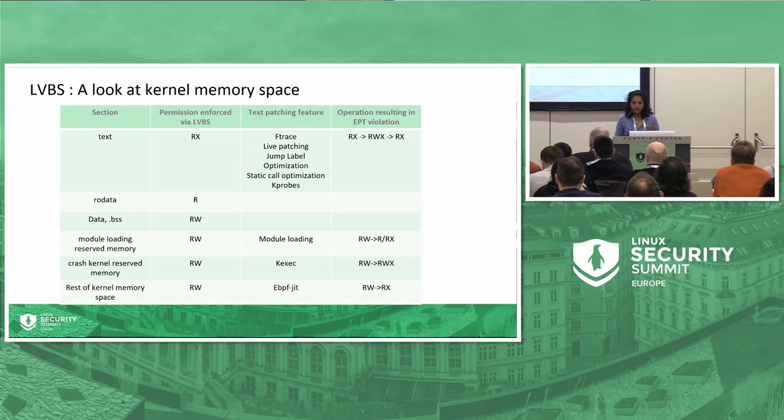These are actual kernel features, various kernel text patching features that modify these established permissions. So there is the text section, which has read and execute, and there are all these text patching features: ftrace, live patching, jump label optimization, static call optimization, kprobes, that actually try to reset the read-execute to read-write-execute, patch the text, and set it back to read-execute.